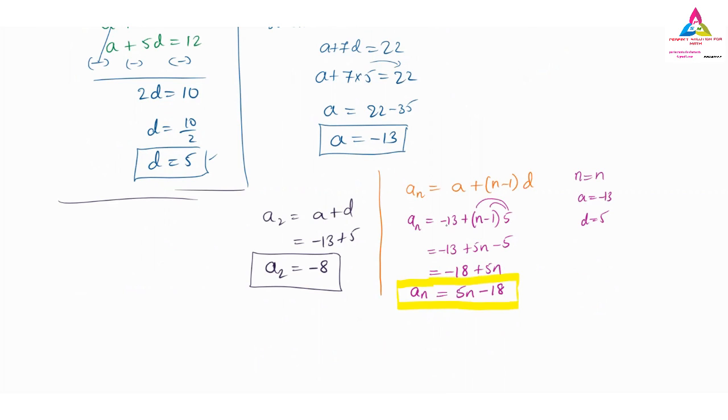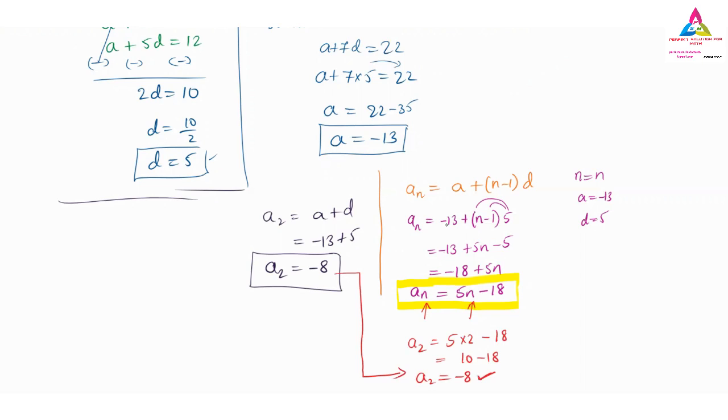Yes, your answer is correct because they have not mentioned what? n value for us. If they have mentioned the second term, we might have written a2 is equals to 5 into 2 minus 18. Let us see for example. So 5 2s are 10 minus 18. So 10 minus 18 is nothing but minus 8. So a second value is what? Minus 8.